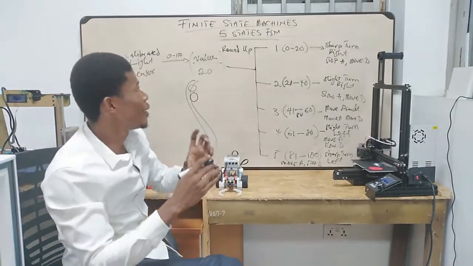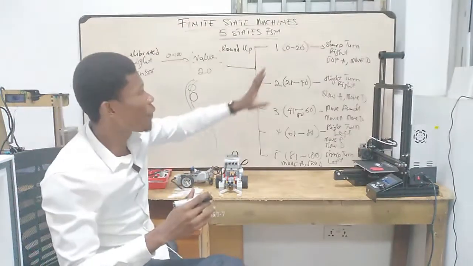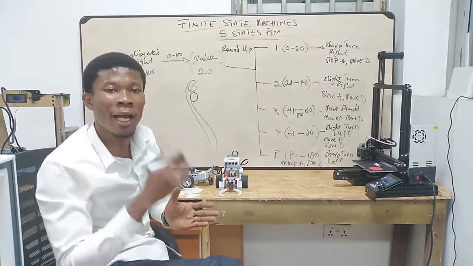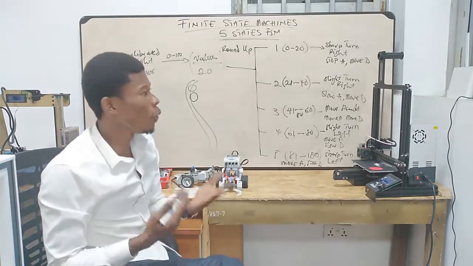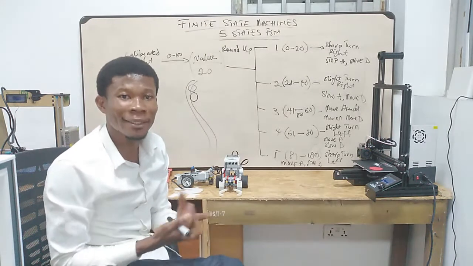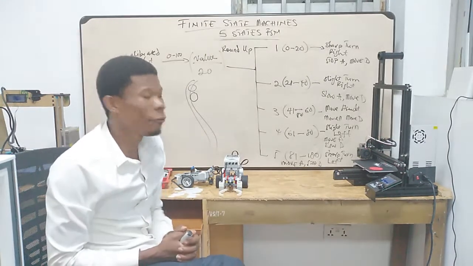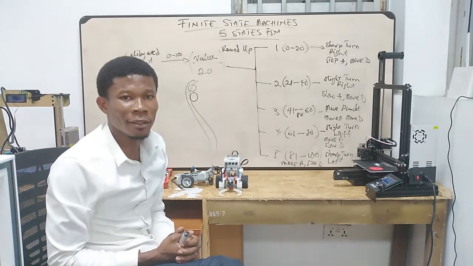So this is a finite state machine. You have a finite set of actions that the robot can decide on, and you are free to decide how many states you will have. With this, I think you should be able to implement any kind of FSM, and I believe you have learned a lot from this session.